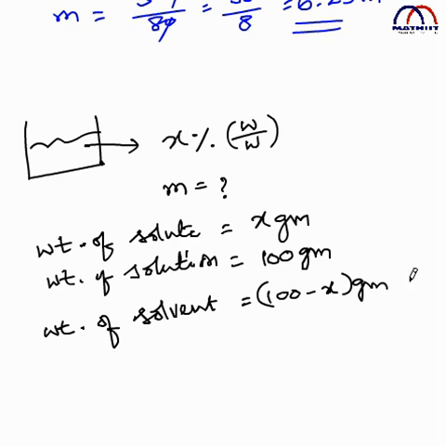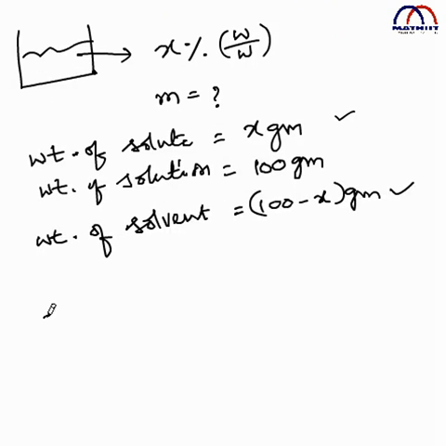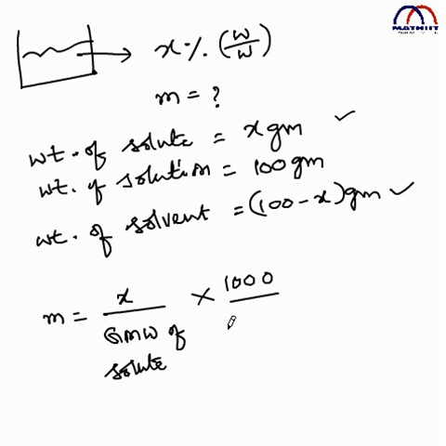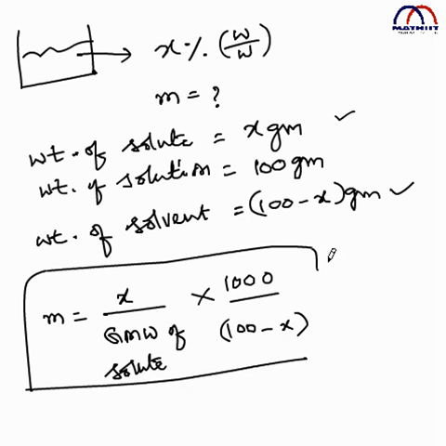Now we know the weight of solvent and we know the weight of the solute. Now we have to find out the molality there. Then molality is equal to, how do you get? X by gram molecular weight of the solute, into 1000 by 100 minus X, because this is the weight of the solvent there. So we can create a formula directly to get the molality from the weight percentage there. Whenever weight percentage is given there, the weight of the solute is X and weight of the solvent is 100 minus X. It's very, very simple.